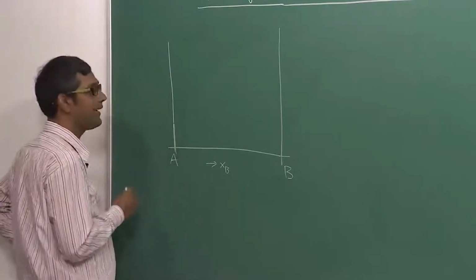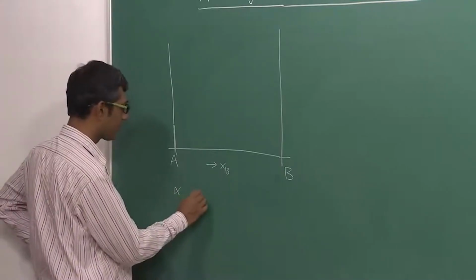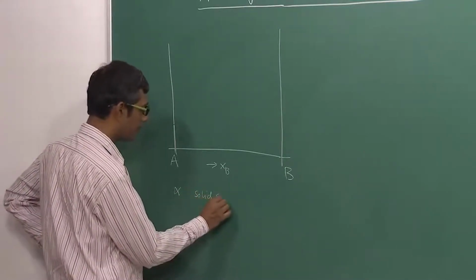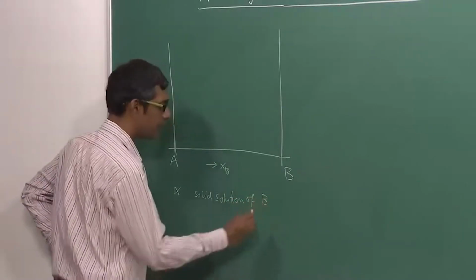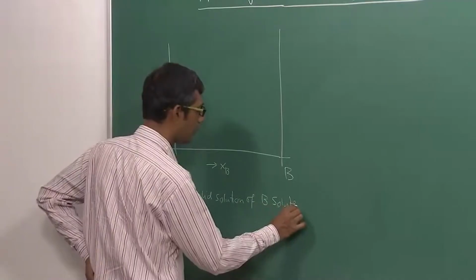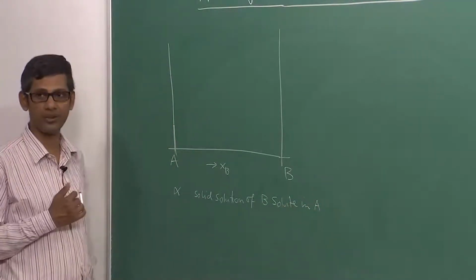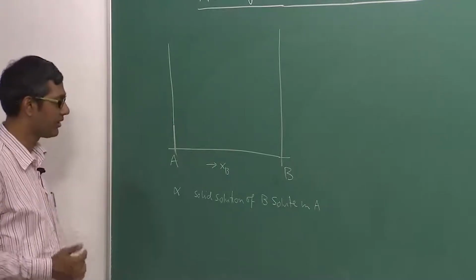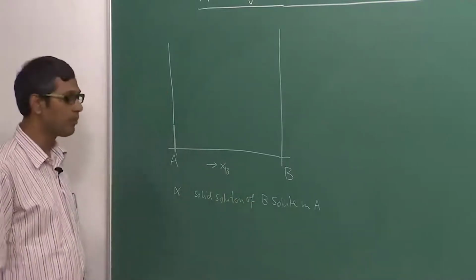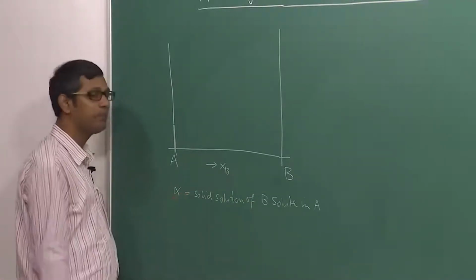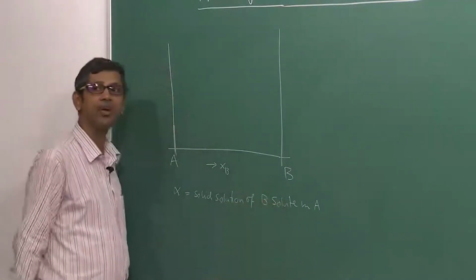Let us suppose that A is forming a solid solution with B, alpha. So alpha is a solid solution of B solute in A. That means alpha is nothing but an A rich solid solution. A is more, B is less. That is why, as B is less, we call B a solute and A a solvent. So in books it will be written alpha is a solid solution of B in A. The moment you see B in A, that means B is a solute, A is a solvent.